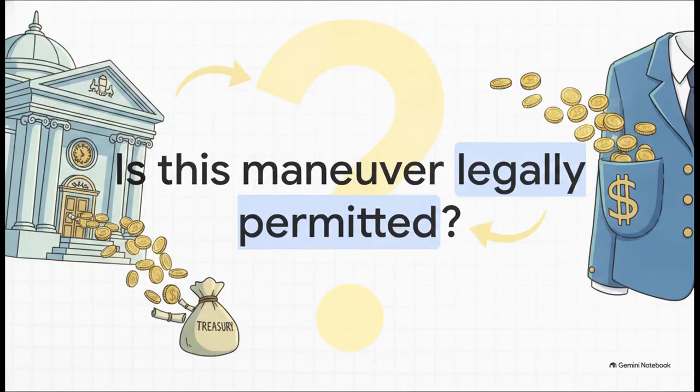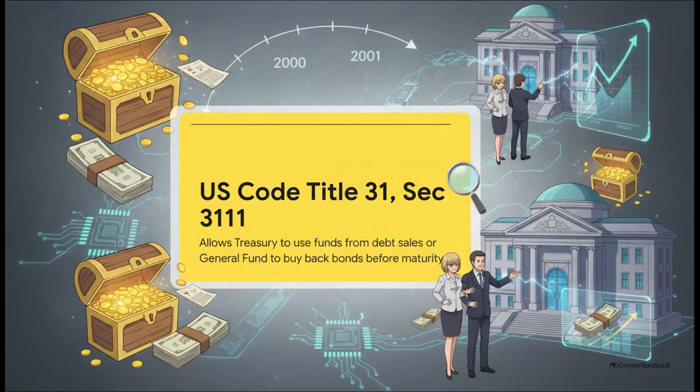And if you're thinking, wait, is it even legal for the Treasury to buy back its own debt this way? Turns out, yes, absolutely. The legal basis here is U.S. Code Title 31, Section 3111. It explicitly allows the Treasury to use funds from debt sales or the general fund to buy back bonds before they hit maturity. And there's actual historical precedent for this. This exact mechanism was utilized back between 2000 and 2001.